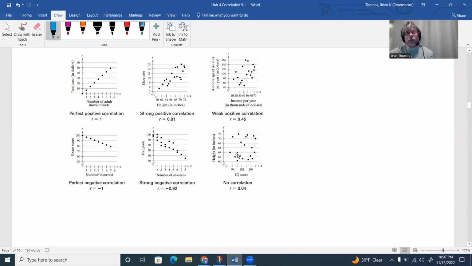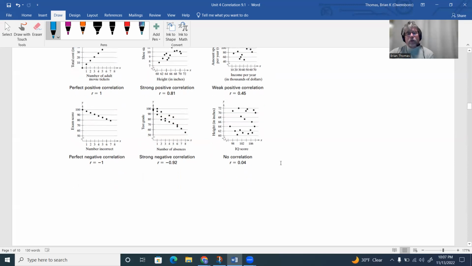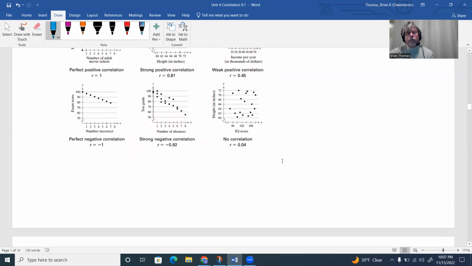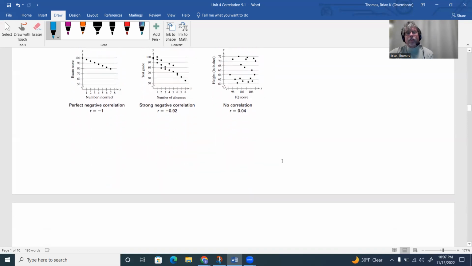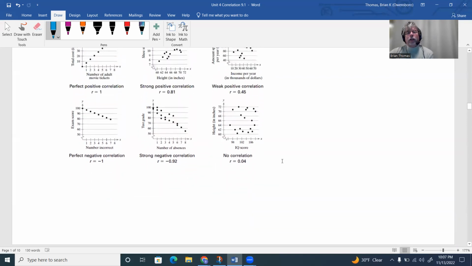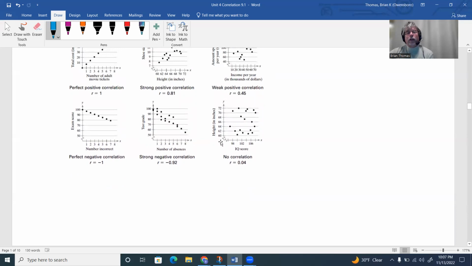But notice how this last one, the scatter plot, has R equal to about 0.04. Notice how that's really, really close to 0. That really has no linear relationship. There's really no meaning between the two variables. So like here, they're saying IQ score and a person's height. There's really no relationship between a person's IQ score and their height.